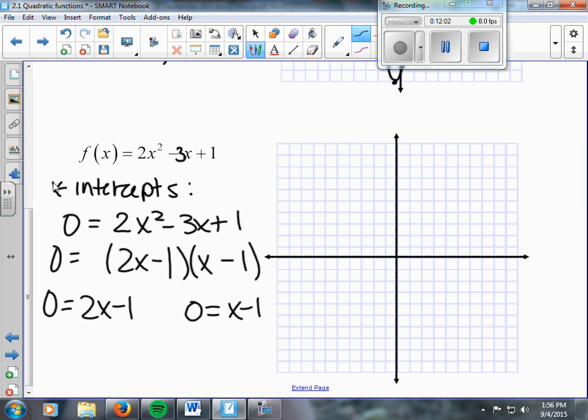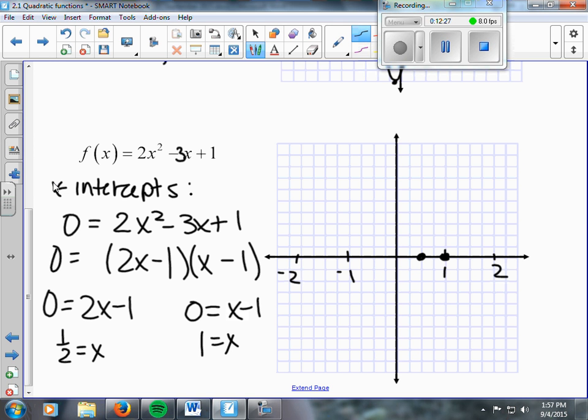And I get here that x equals a half. And over here, x equals 1. And so, wow, let's make this 1, 2, negative 1, negative 2. So now my intercepts are a half and 1. Okay, I show you this way because it's just a different way of doing it.